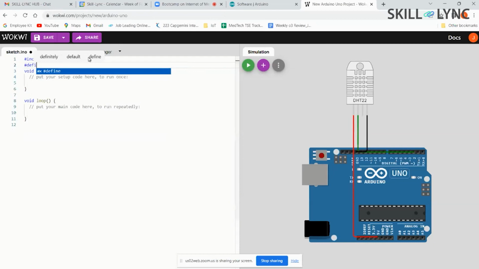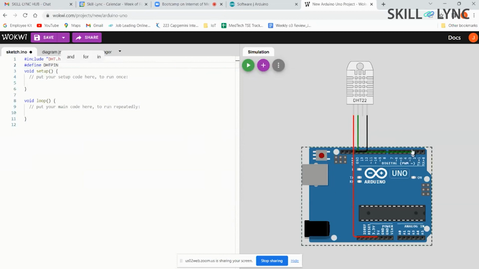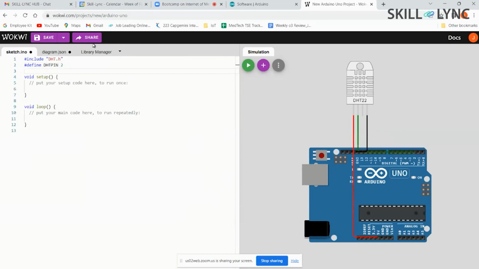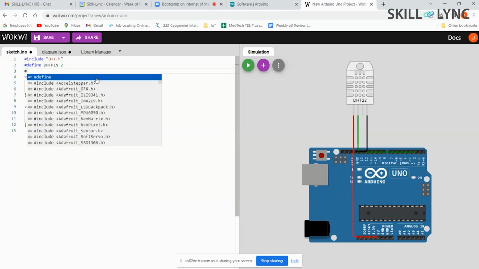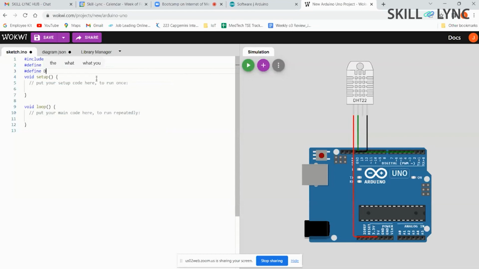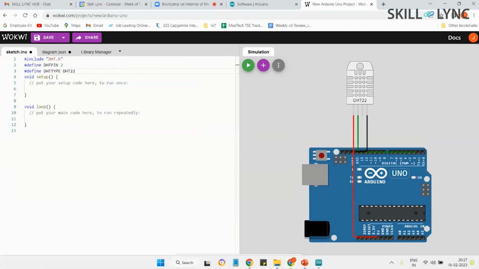Then second, we have to say which pin we are monitoring. #define, we are defining that signal pin, the pin number. What is the pin number I had used? It's 2. Then next we have to define what type of DHT we are using, because in the PPT I showed you DHT11. Now I'm using DHT22. So I'm defining it as #define DHTTYPE DHT22. So we had defined what type of DHT we are using.